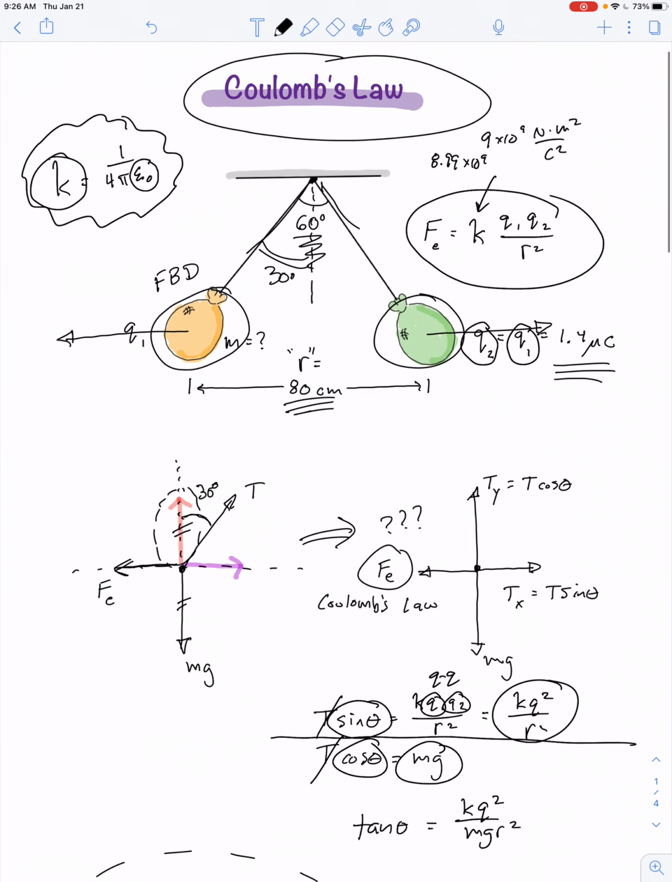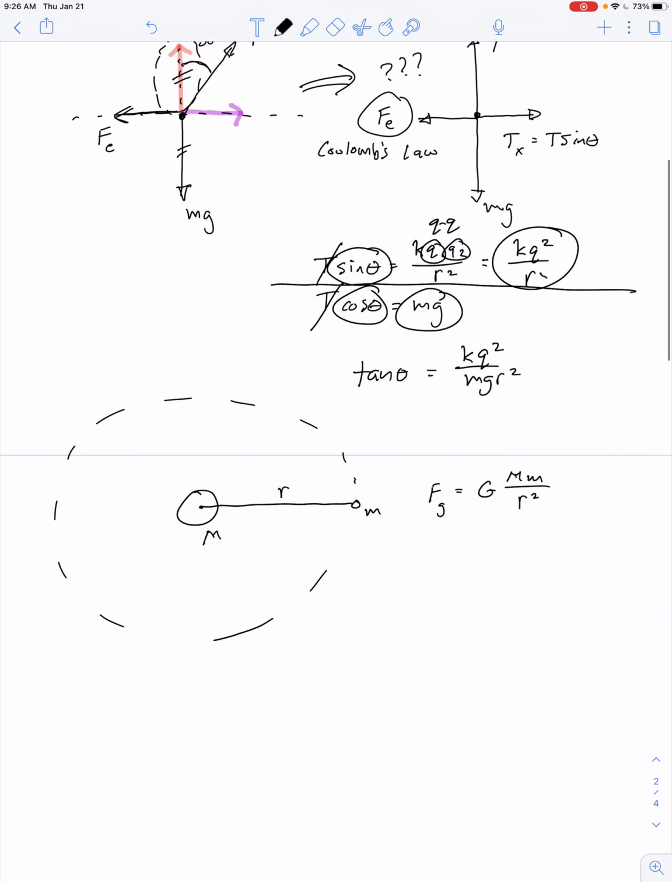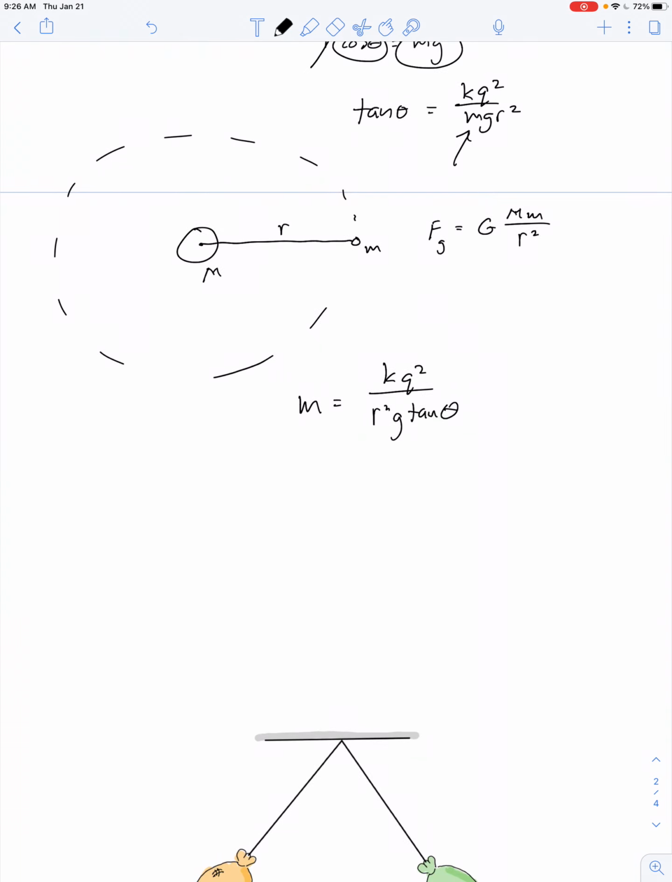So in this problem, we were trying to figure out what is the mass of either balloon. So we just need to do the algebra to isolate for m. So if we do some cross multiplying, we find that m is equal to k q squared over r squared g tangent theta. Okay, grab your calculators.